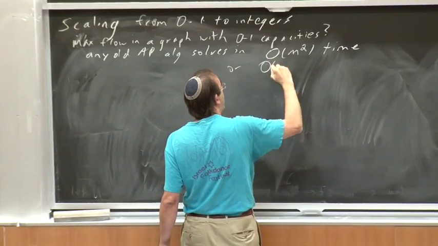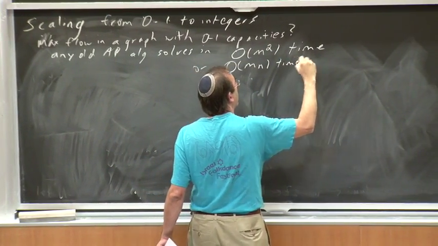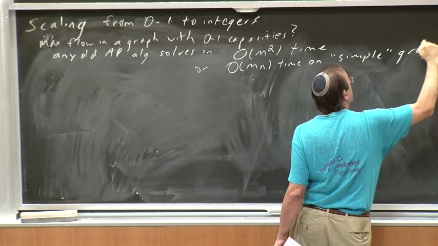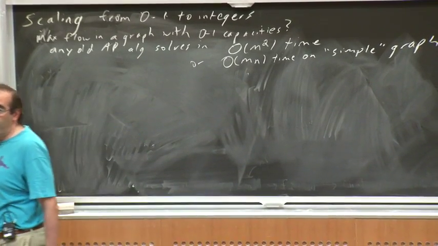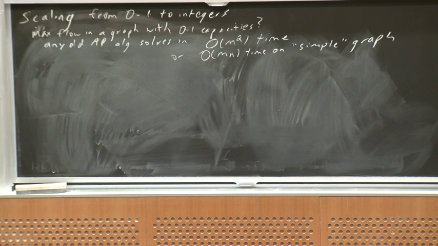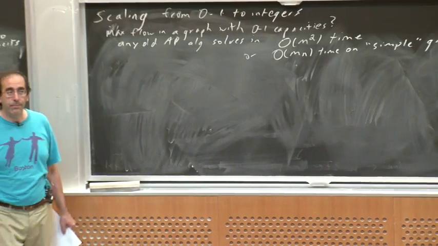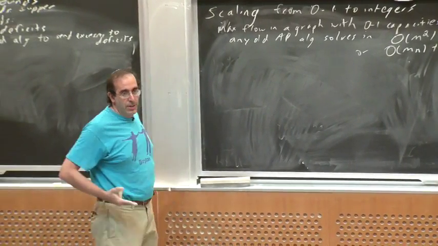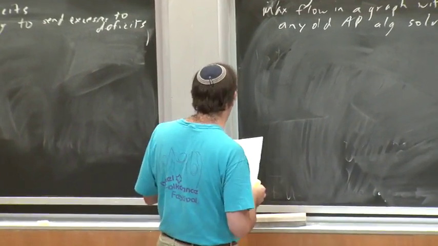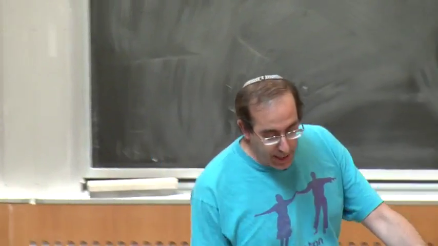or in fact in order mn time on a simple graph with no parallel edges, for the simple reason that the maximum value of the flow can only be n because there are only n edges leaving the source. So you only need n augmenting paths. Now, scaling is a way to get from such an elementary algorithm to an algorithm that works for arbitrary integers. And we already saw how to transform from rationals to integers, so we can go from rationals to integers to 0, 1. So what's the idea behind scaling?